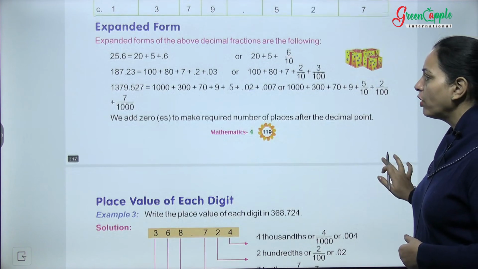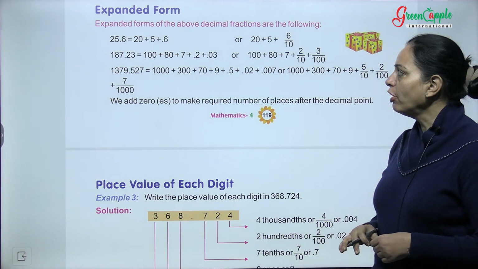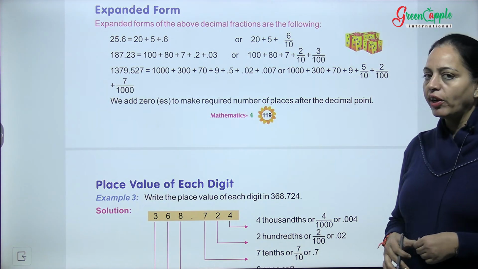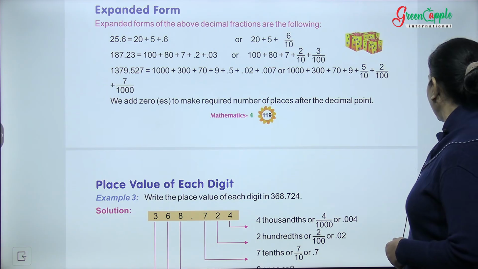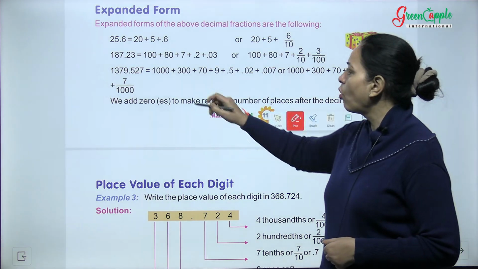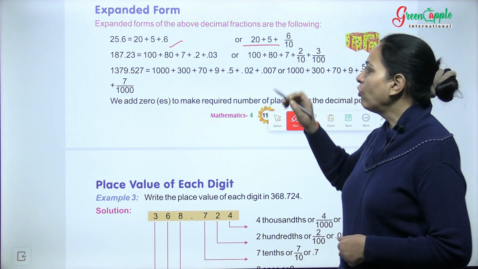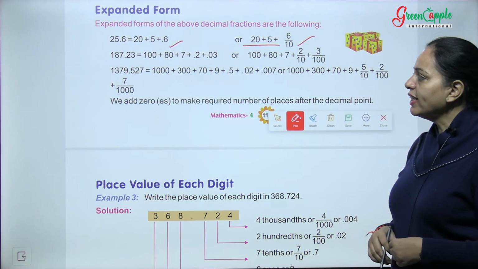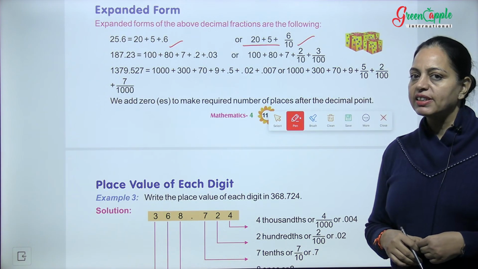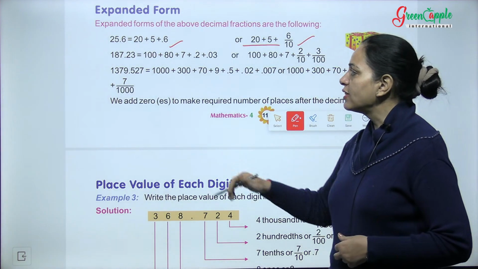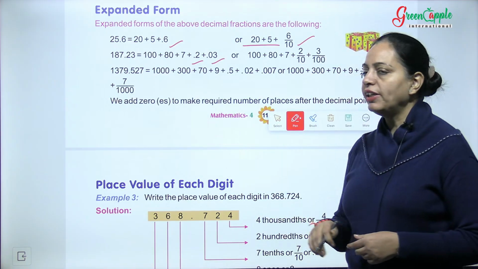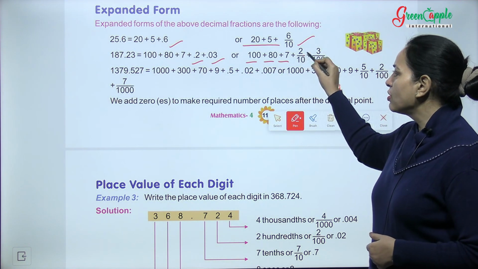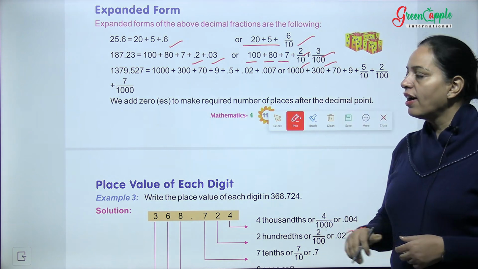Now we are talking about expanded form. Expanded form of the above decimal fractions are the following, like 25.6. So how can we write? 20 plus 5 plus 0.6, or we can write 20 plus 5 plus 6 upon 10. 187.23, 100 plus 80 plus 7 plus 0.2 plus 0.03, and how can we write? 100 plus 80 plus 7 plus 2 by 10 plus 3 by 100.